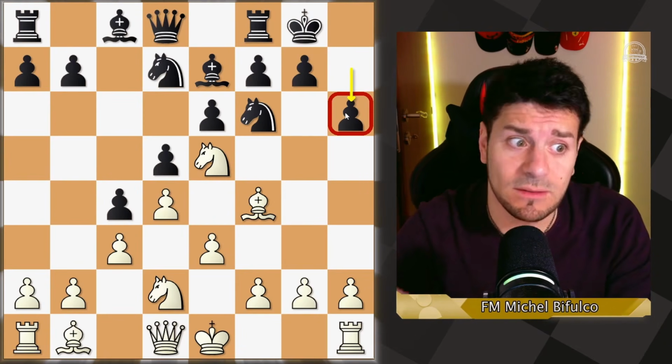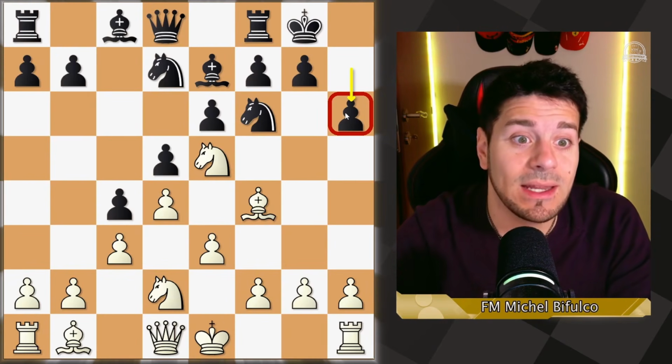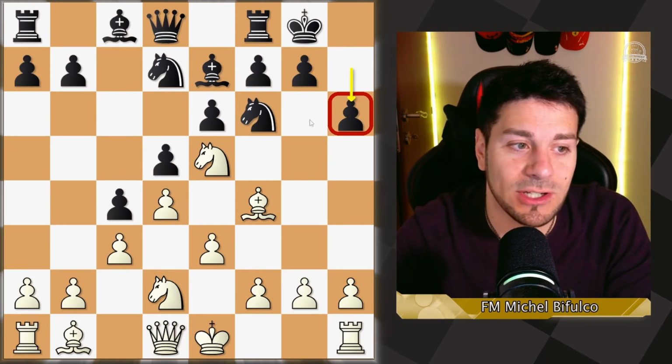And now, however, white makes a mistake again, the classic mistake of releasing the tension, that is, exchanging pieces when it's not necessary.